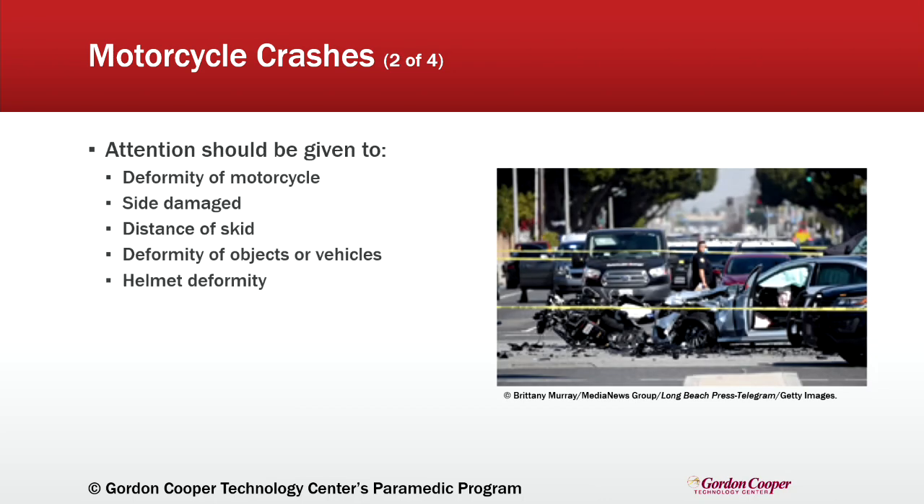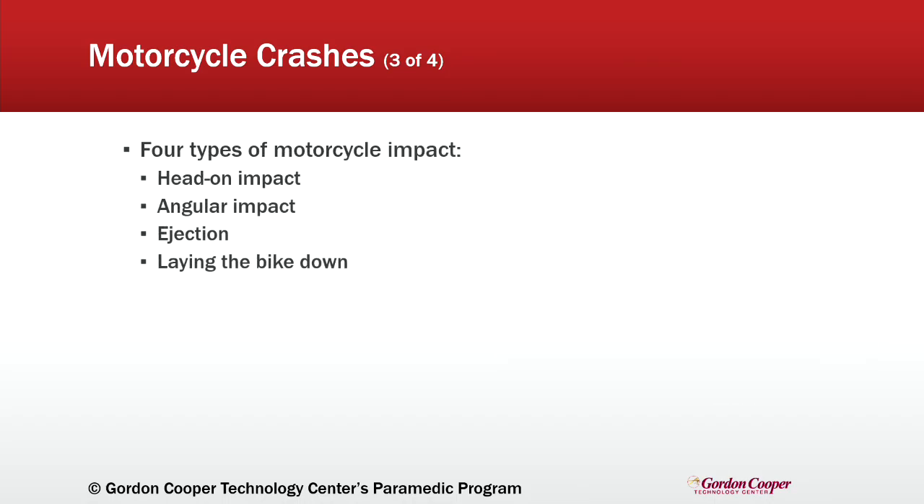When assessing a motorcycle scene, note the deformity of the motorcycle, observe which side of the motorcycle sustained the most damage, and measure the distance of any skid marks on the road. Check for damage to stationary objects or other vehicles involved, and examine the helmet for the extent and location of any deformity or marks, scuff marks or anything on the helmet.